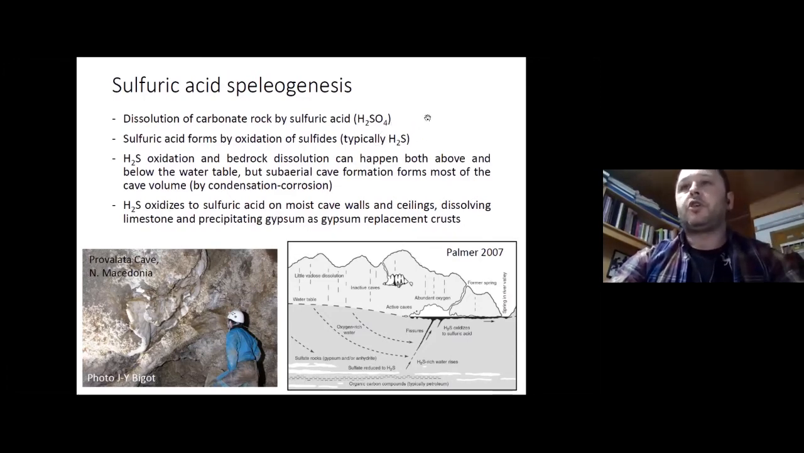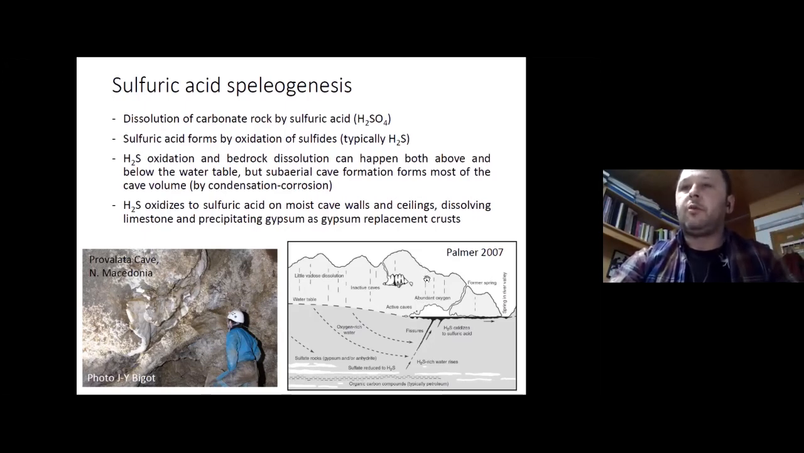And this oxidation can happen at the water table, I mean above or below the water table, but for most of the cave formation it has been found that it happens above the water table, where we have degassing of this H2S and dissolution in droplets of water and interaction with oxygenated water coming from the surface, by which this sulfuric acid forms and interacts with the bedrock, dissolving the carbonate bedrock and depositing gypsum as a byproduct.